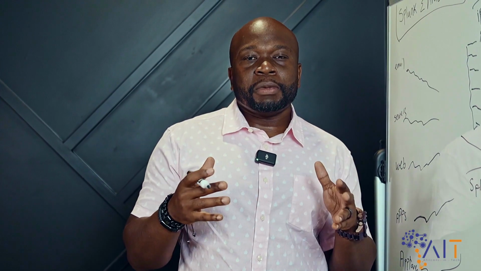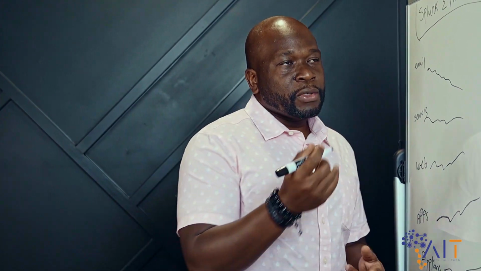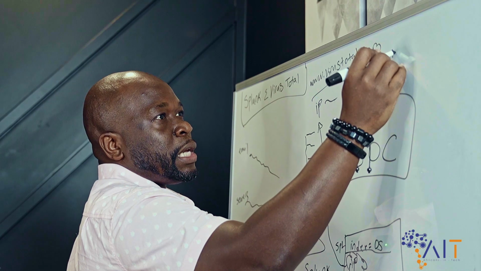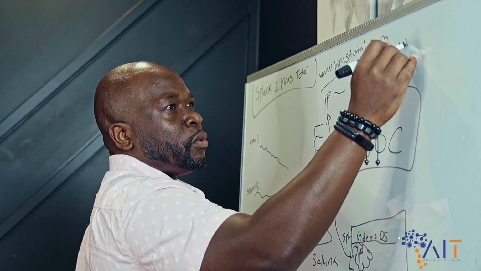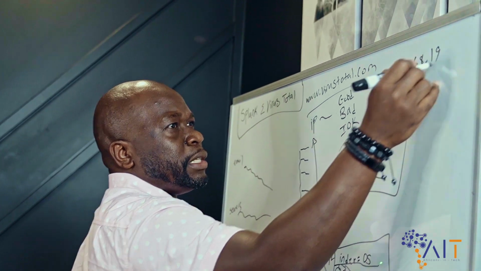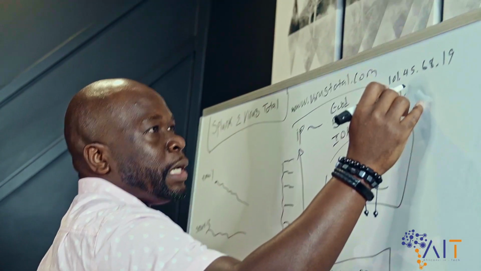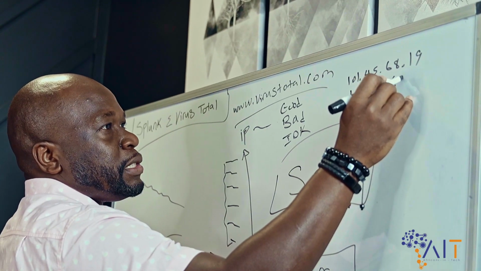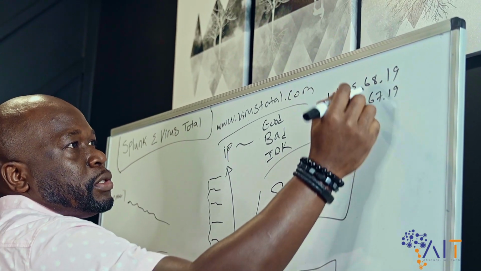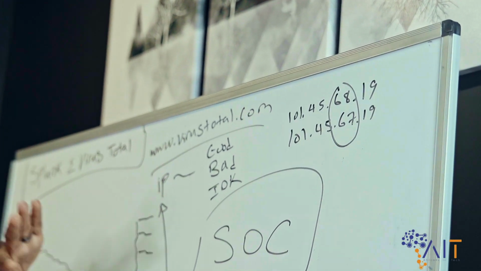You want to be able to be efficient, and you want to have your team running efficiently. Let's say somebody like Richard goes in and puts in 101.45.68.19. Sar goes in looking for the same IP, but he puts in 101.45.67.19. See the screw up here, right? Yep. Then you avoid user error, like typing in the wrong IP.